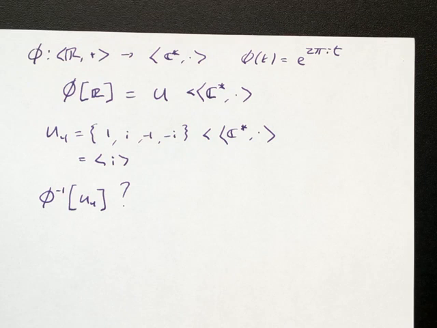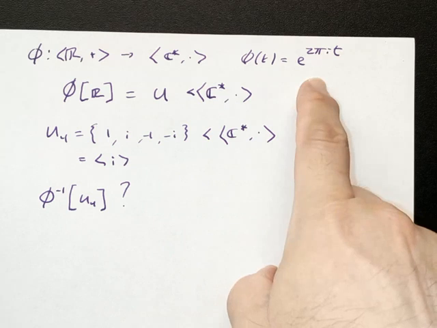Wait a second. t is 0. I get the point 1, don't I? The identity has to map to the identity. The identity in the integers adding is 0. The identity in multiplication is 1. 0 has to line up with 1. What angle puts me here? Okay, pi over 2, what number t is going to get me pi over 2?